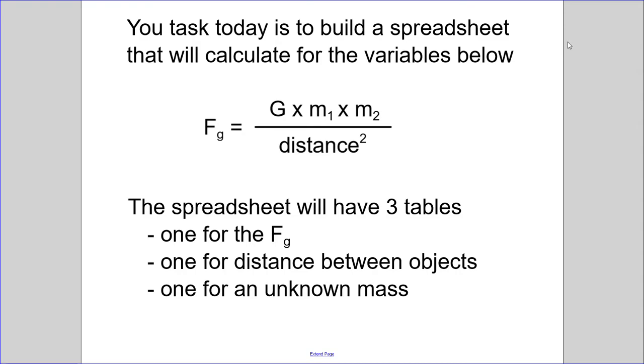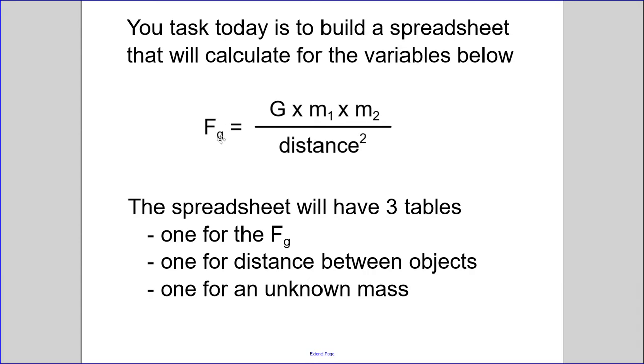So anyway, let me explain what's going on today really briefly with this activity, and then I'll let you get on your way. We're going to be using this equation, Newton's law of gravitation, and your task is going to be to build a spreadsheet that's going to calculate the variables below. This is somewhat like the Hardy-Weinberg calculator that we built for the life science unit, but in this case we have a couple variables that we'll be working with.